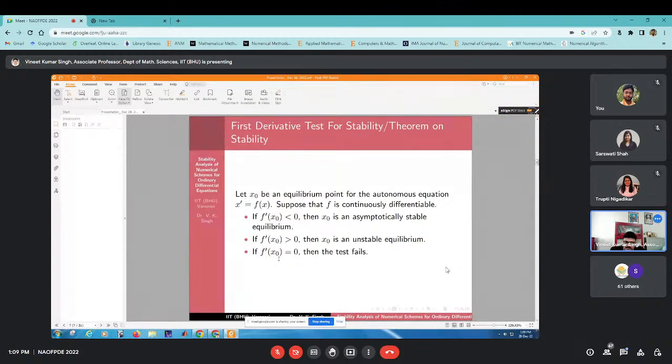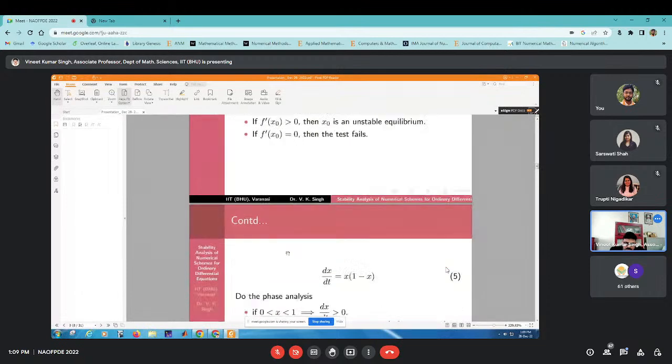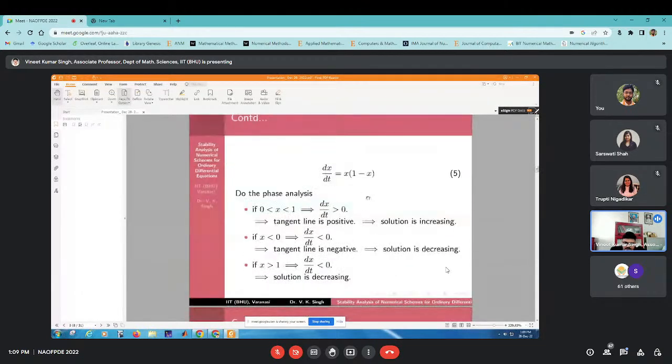in the concerned area. Okay, whenever you're talking about a numerical scheme, stability is one of the major concerns, as I told you. So now look here, I have given one simple equation, dx by dt equal to x(1 minus x). So we are talking about phase analysis. Phase analysis is one of the analyses which tells the stability property of the given model.